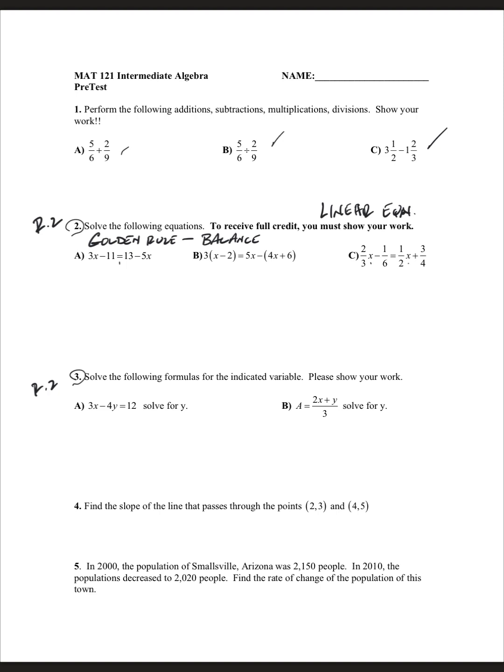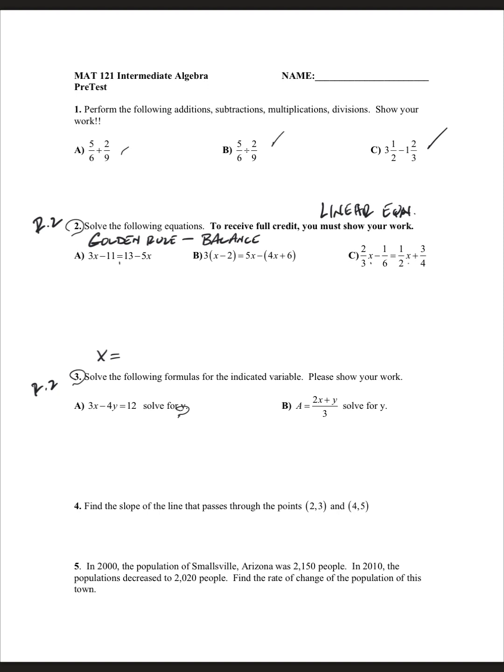And when we're solving an equation or solving a formula, we're usually trying to get the variable we're solving for by itself. So our end result is to have something like x equals some number. All right, so that's our end goal. So what we're going to do is continue to use the golden rule to accomplish that.